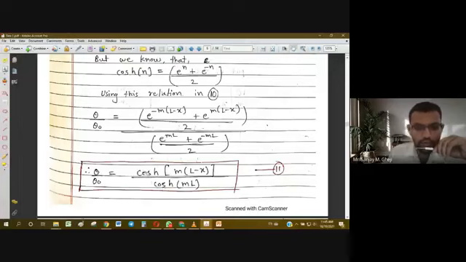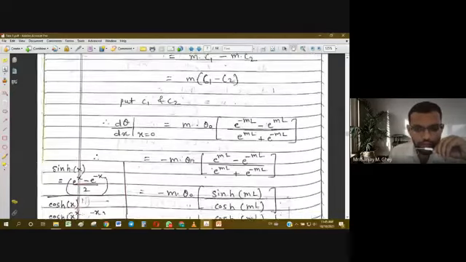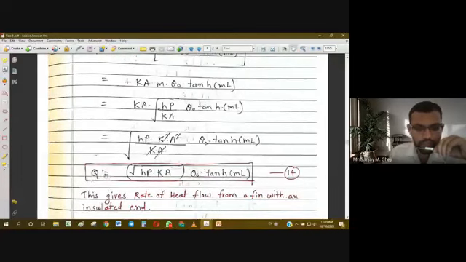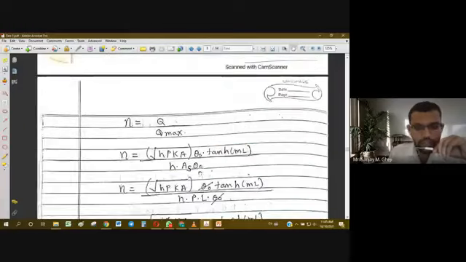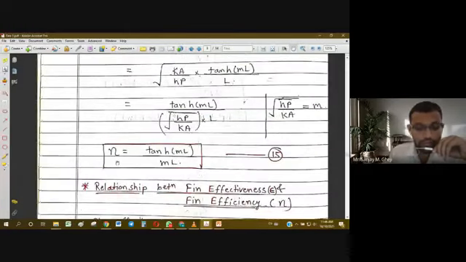So there is a hyperbolic function, a cos hyperbolic function. In the same way, we derived a formula for rate of heat transfer from a fin in this case, which is given by q equal to under root hp upon k into theta 0 into tan hyperbolic ml. Then we extended this derivation to fin efficiency, which comes out as tan hyperbolic ml upon ml.